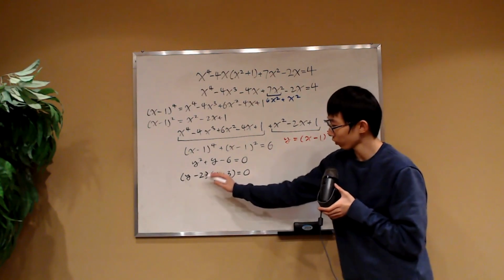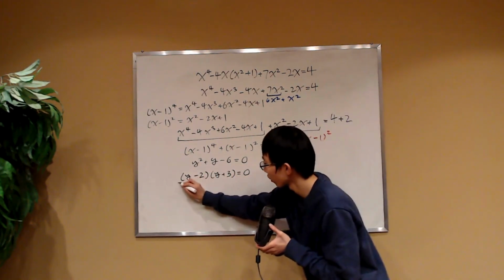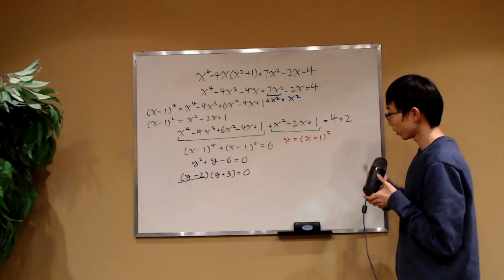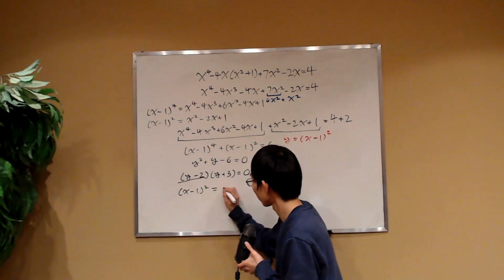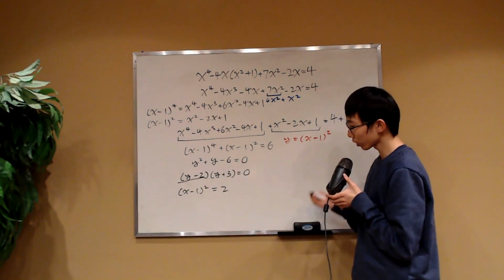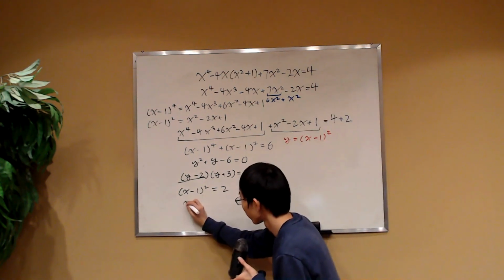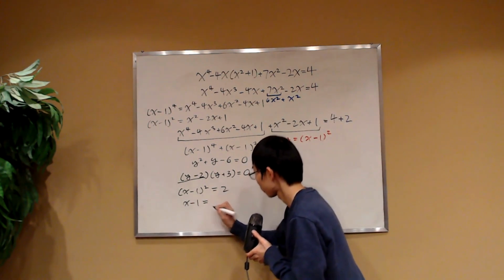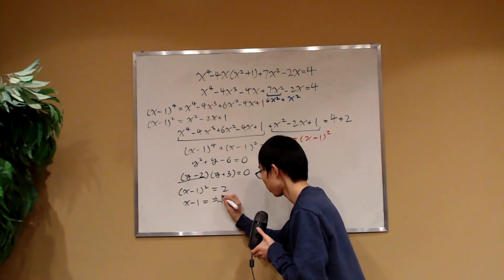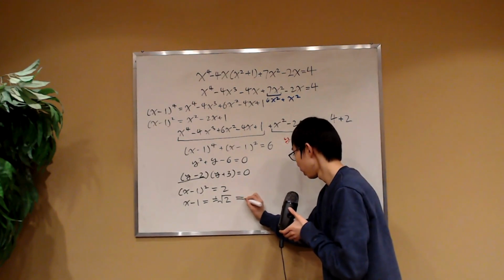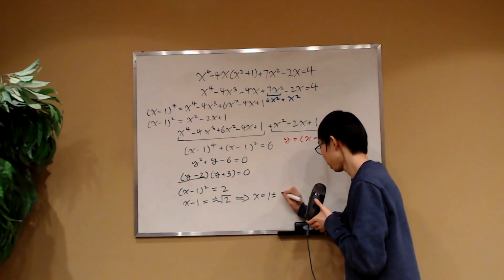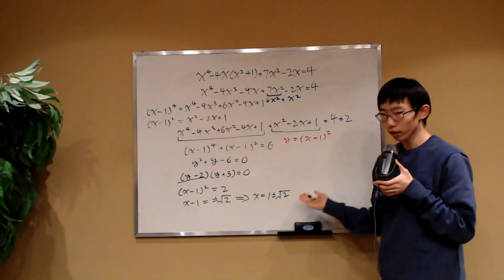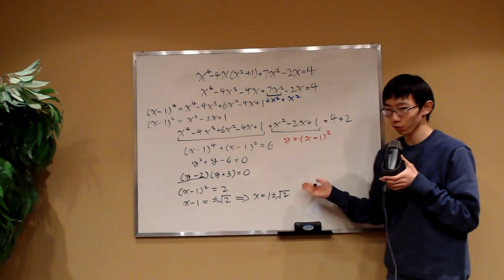Now, here we have y is equal to 2, if we consider this factor, right? So we get x minus 1 all squared is equal to 2. And we can solve this fairly easily. We can take the square root of both sides, yielding x minus 1 is equal to positive negative square root of 2. And then this gets us x is equal to 1 plus or minus root 2. So we already have two solutions, and they're both real.